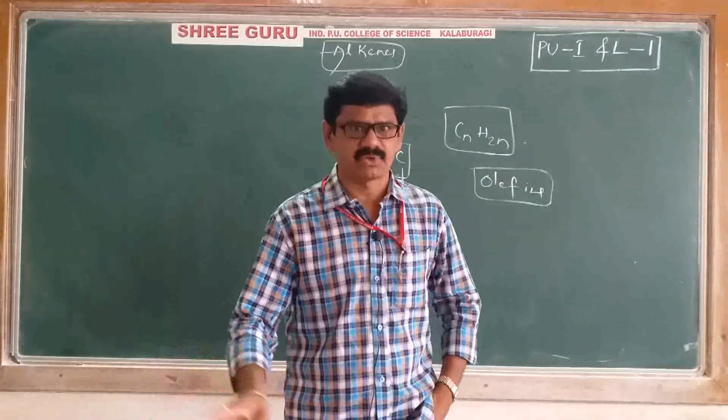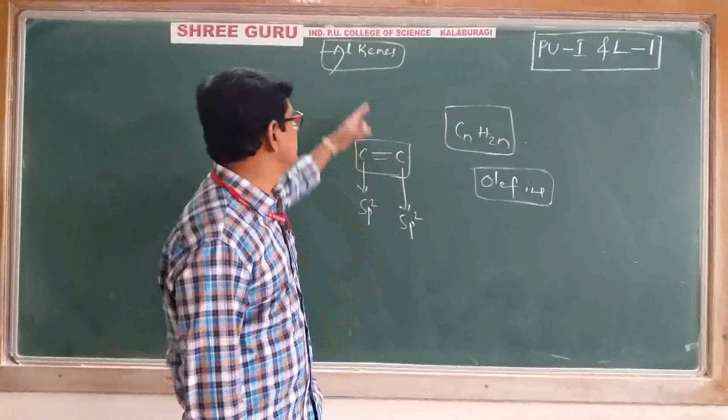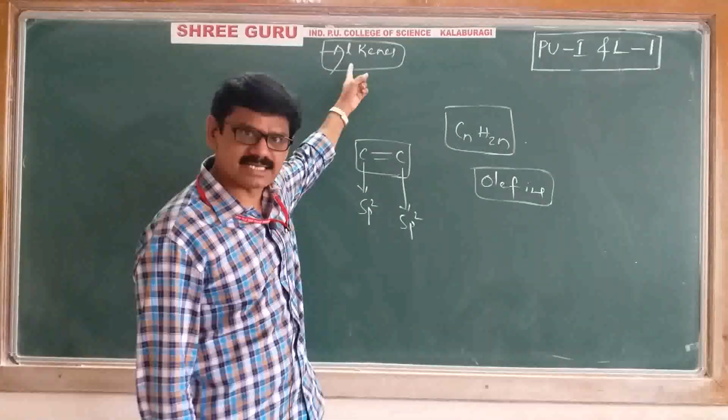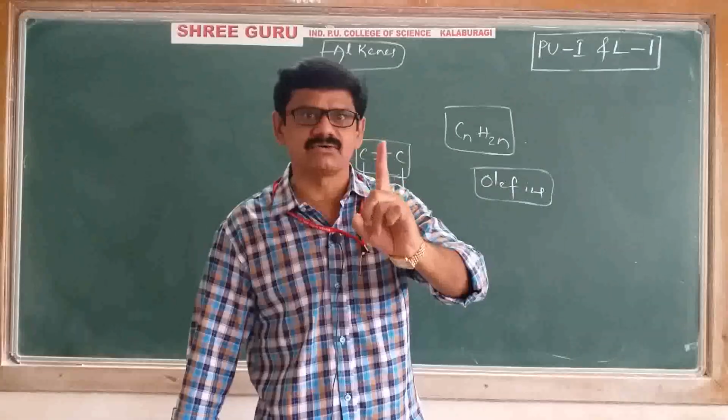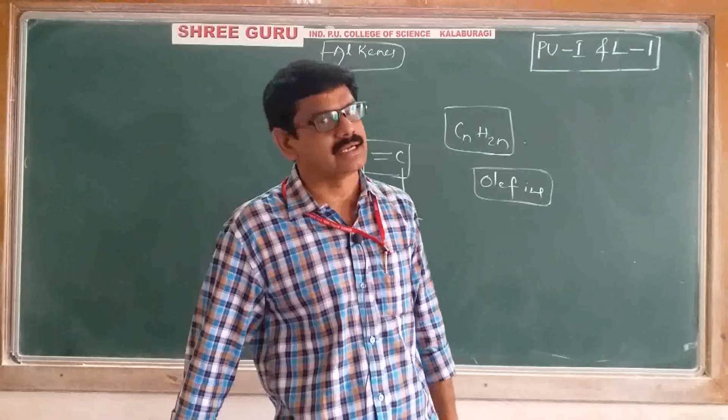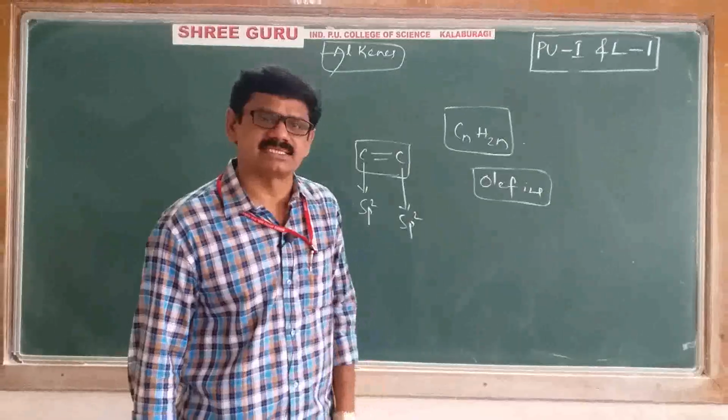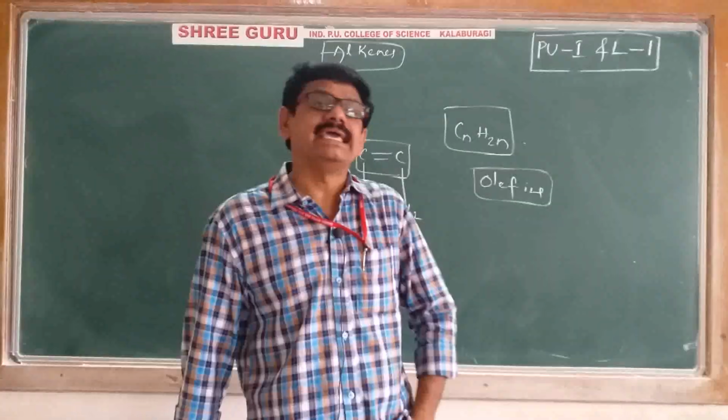products. That's it. Once again, we'll just revise what alkenes are. Alkenes are aliphatic unsaturated hydrocarbons which contain at least one carbon double bond. That's it. Next we'll discuss isomerism in alkenes.